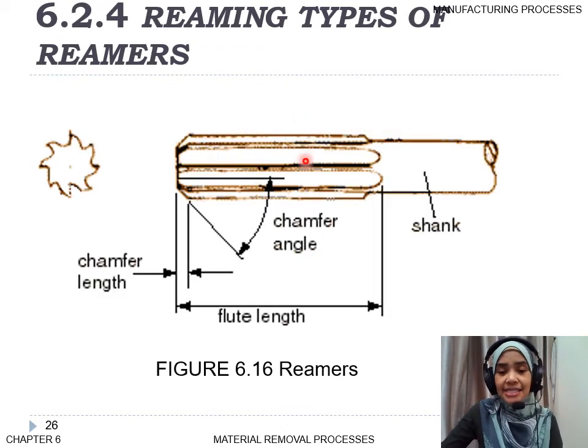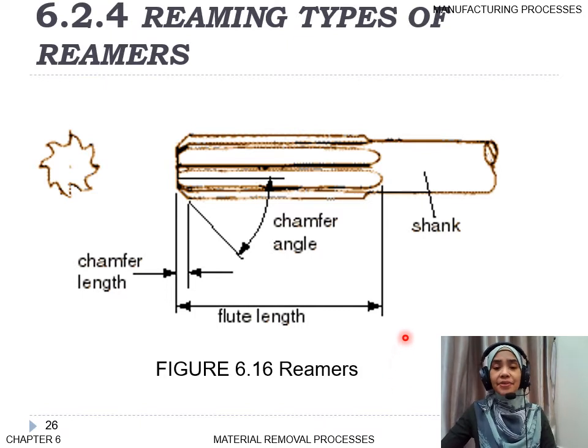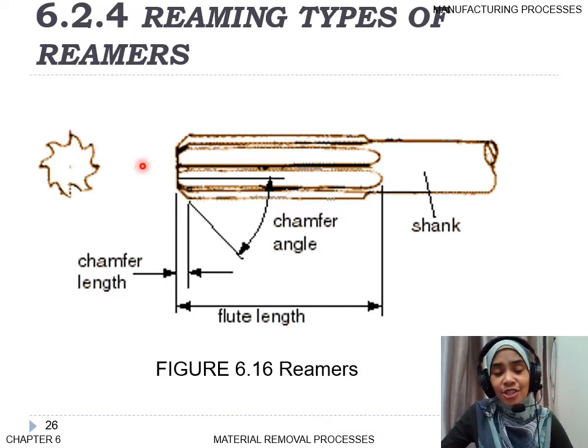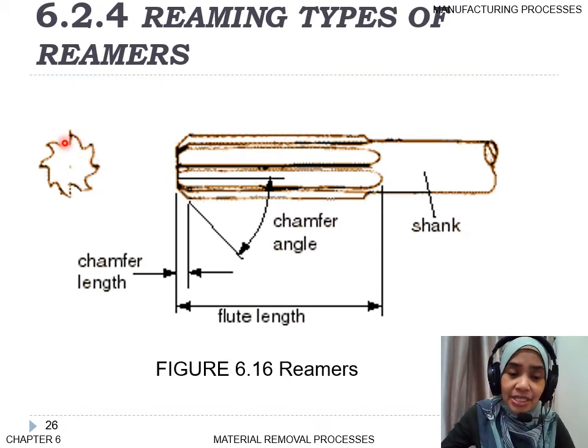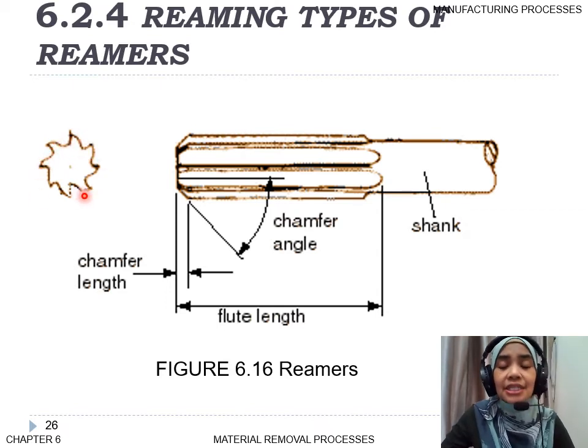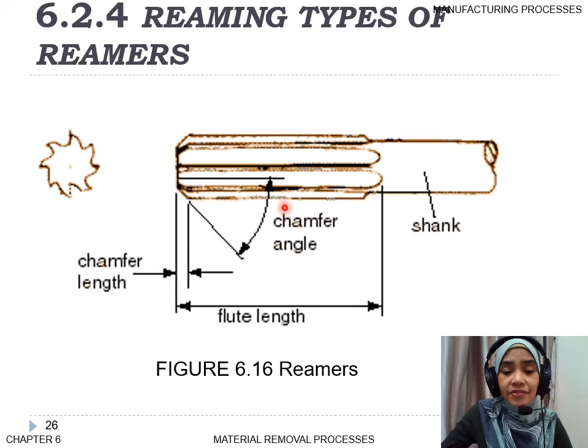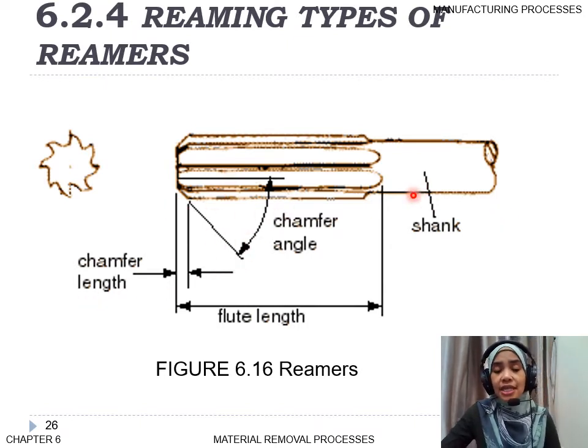Okay, here is the schematic diagram of the reamer lah. Okay, so you have the cutting edge. Kalau tengok daripada hadapan ni kan, you can see the cutting edge over here. Okay, and the chamfer over angle over here, and chamfer length over here, and it's called a shank. Flute je, panjang flute nya adalah daripada hujung ni sampai hujung atas ni kan.